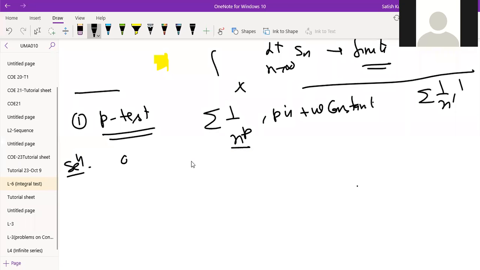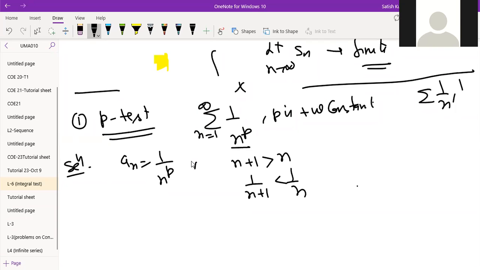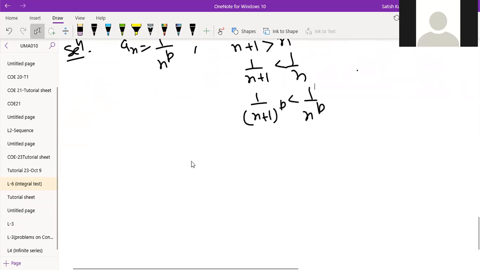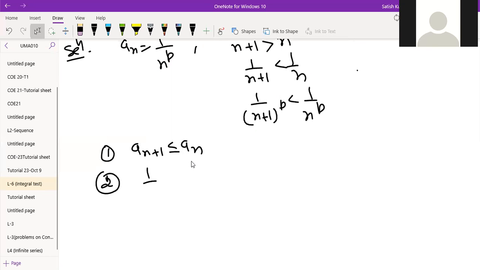Now its solution is an. So n is from 1 to infinity. So our an is 1 by n raised to power p. Now n plus 1, it is always greater than n. 1 by n plus 1, it is always less than 1 by n. Or 1 by n plus 1 raised to power p, it is always going to be less than 1 by n raised to power p. Since p is positive, otherwise you can take derivative also. तो इसका मीनिंग ये होगा भाई कि an plus 1 it is going to be less than equal to an. Number 2, this 1 by n raised to power p, it is always greater than equal to 0 since n is greater than 1.